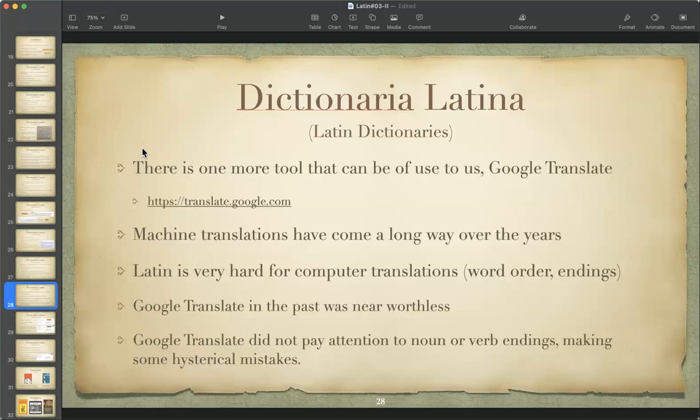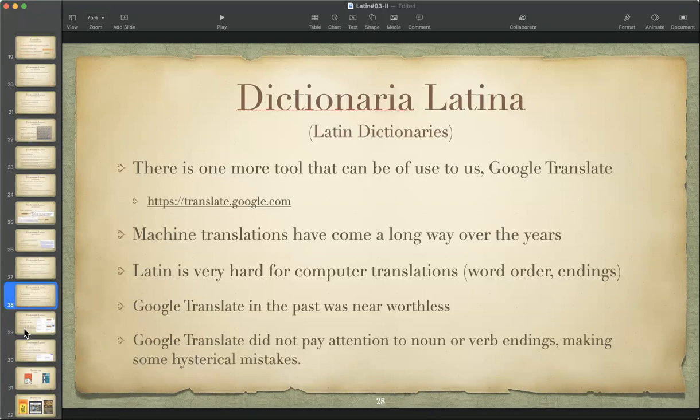And Latin is especially hard for computer translations. Word ordering, endings. Google Translate has Latin, and in the past it was near worthless. And I entertained the last class with all sorts of foibles of Google Translate because they did not pay attention to noun or verb endings. And so they really made some rather hysterical mistakes.